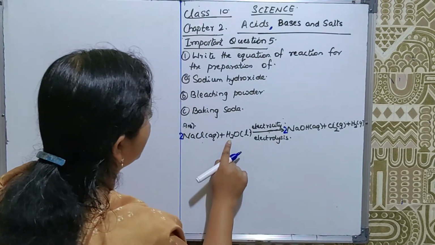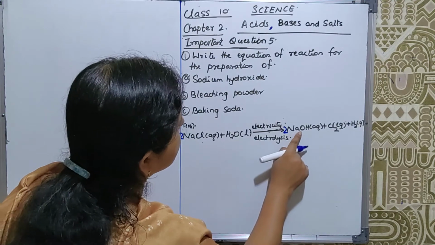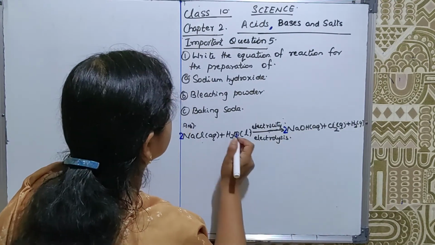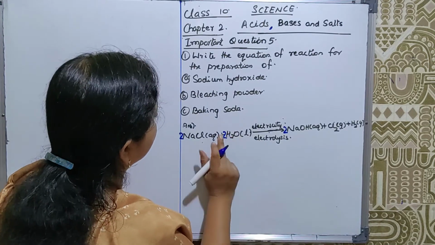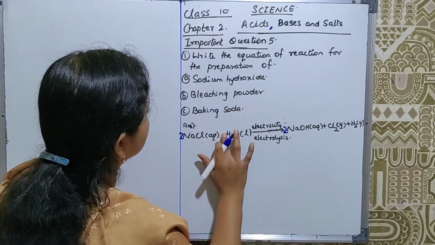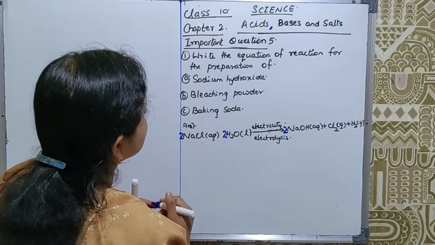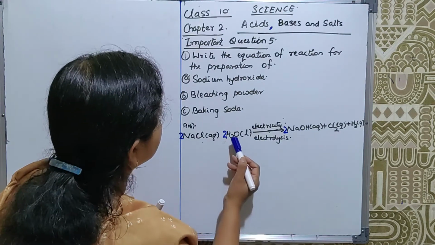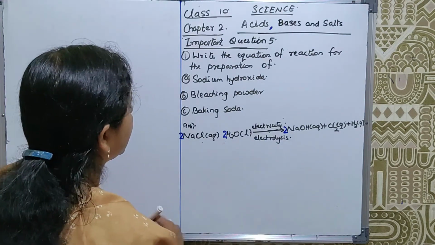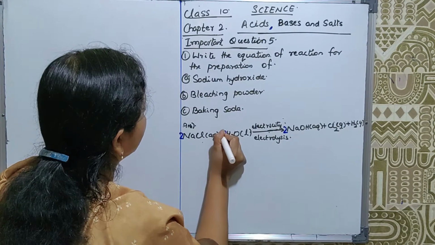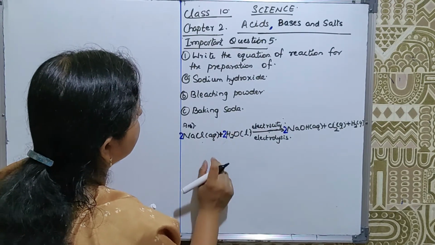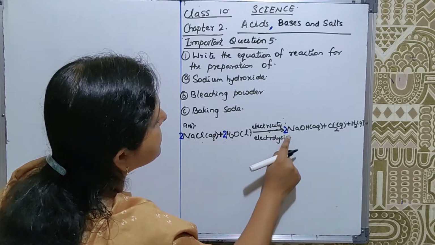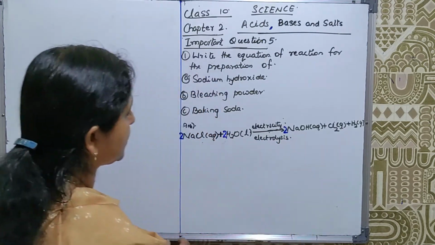How many oxygen? 2 oxygen. Hydrogen will be 2 plus 2, 4 hydrogen. So we'll write 2 in front of water, 2H2O. So the number of hydrogens became 4, and the number of oxygen became 2. So, 2 NaCl plus 2 H2O gives 2 NaOH plus Cl2 plus H2.